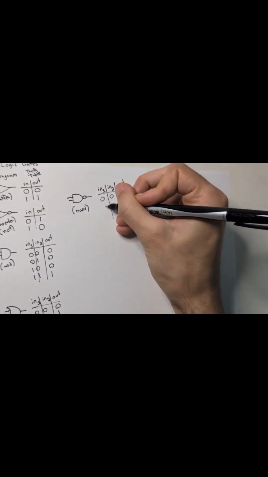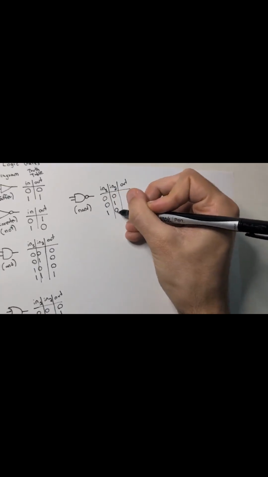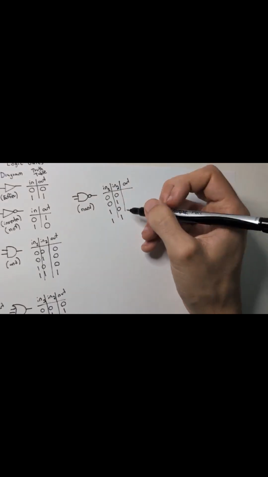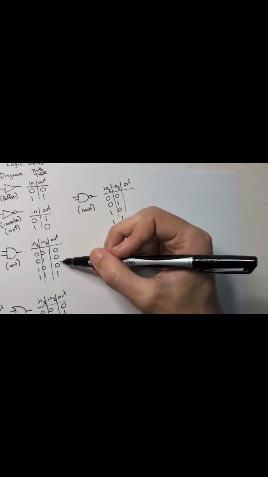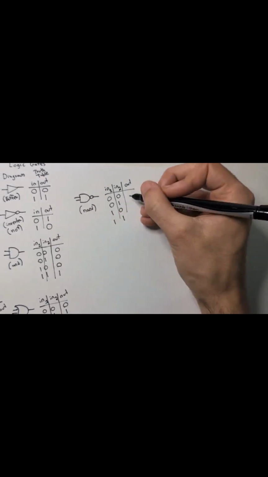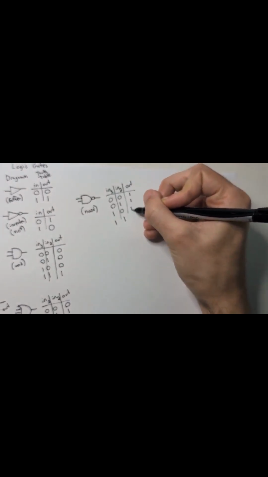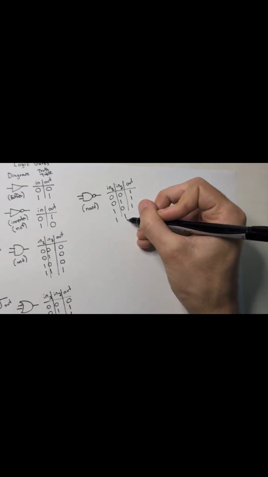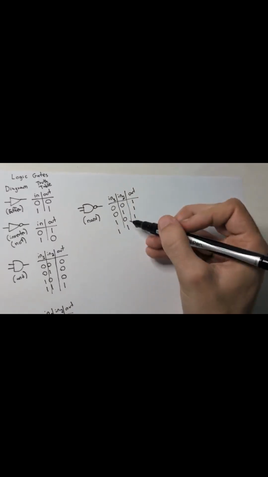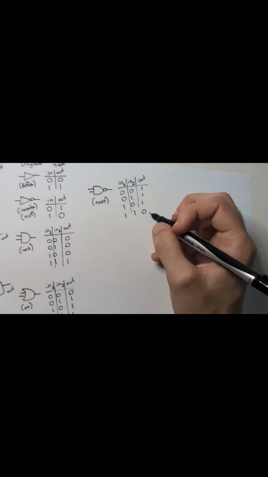And again, we have 0, 0, 0, 1, 1, 0, and 1, 1. And so the NAND gate is the opposite of the AND gate, so we're inverting the AND gate. So the output is on unless 1 and 2 are both on, in which case it's off. So it's the exact opposite of our AND gate there.